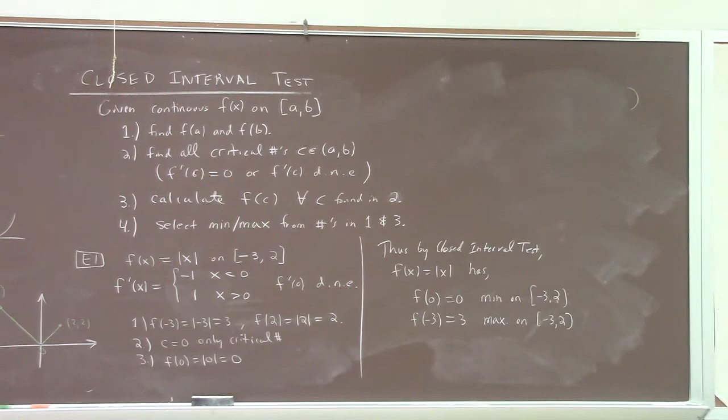The nice thing is, of course, that all you have to do is check the values at the endpoints and any critical numbers, and there it is. No need to use the first derivative test or anything like that. You just check cases.